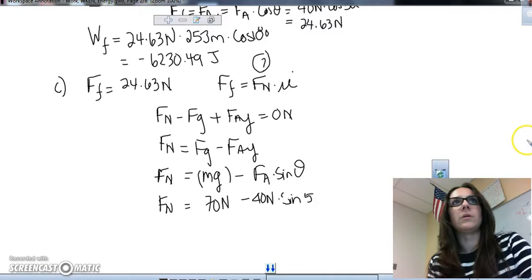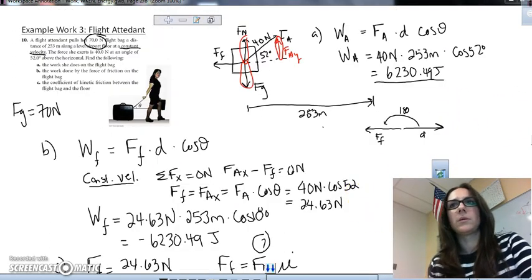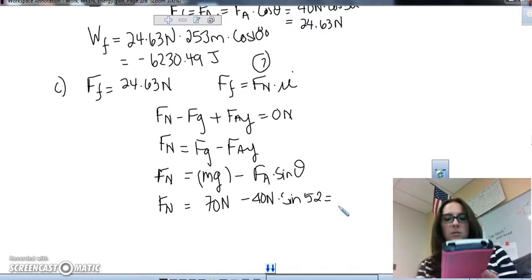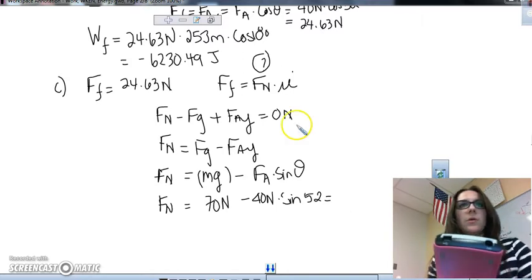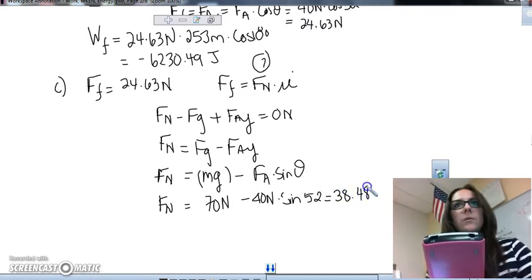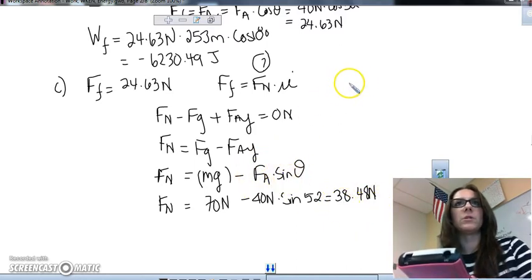52, was it 52? Let me just double check. Yeah, 52. So 70 minus 40 times sine 52 gives me 38.48 newtons. As you can see, the floor doesn't have to push as much because we're being lifted a little bit with that force.